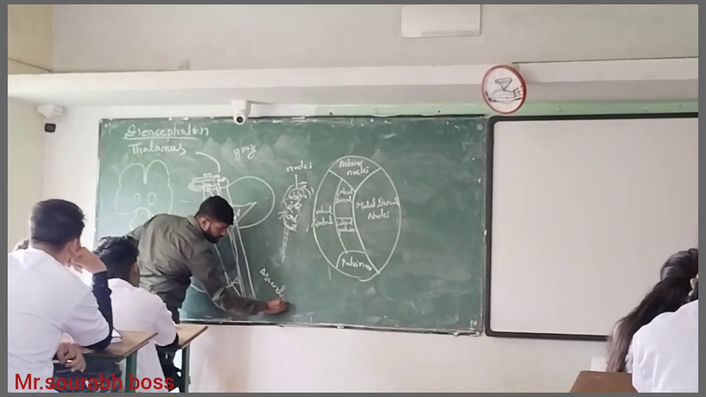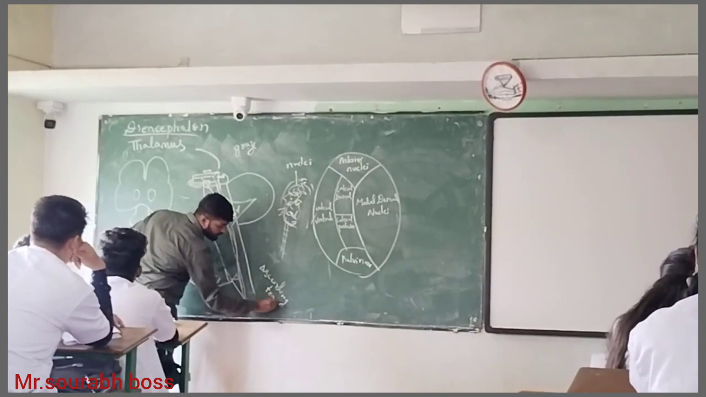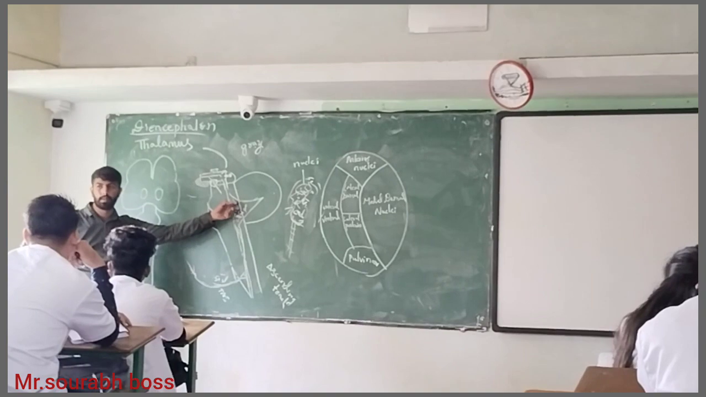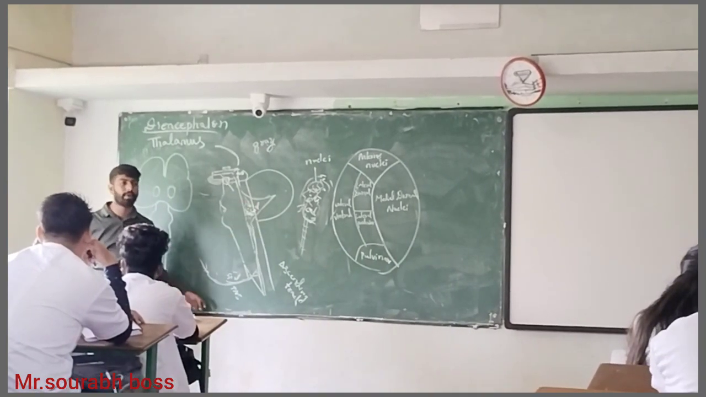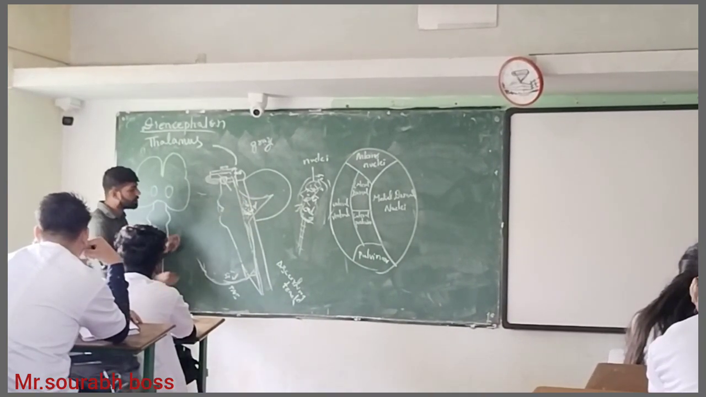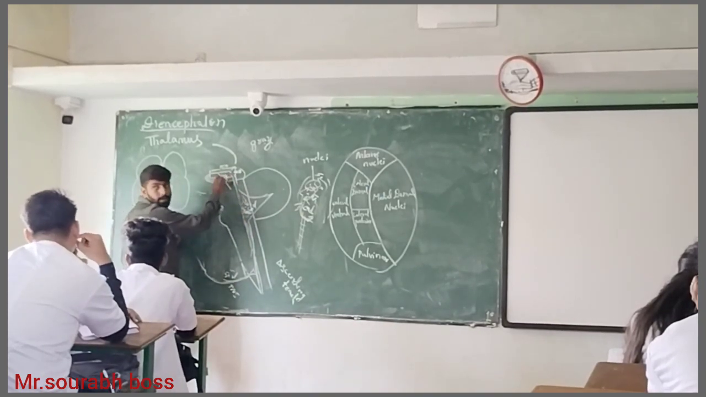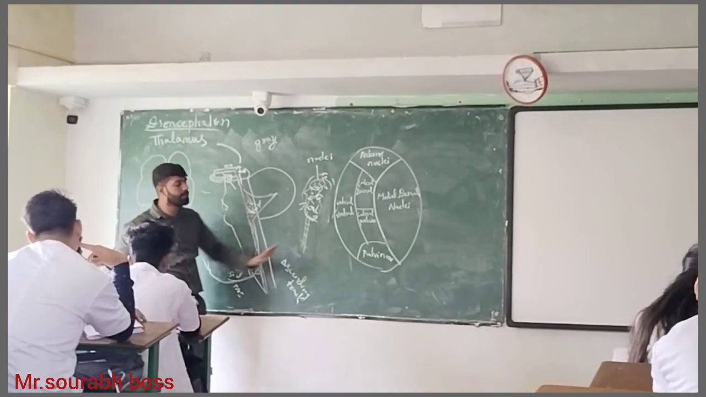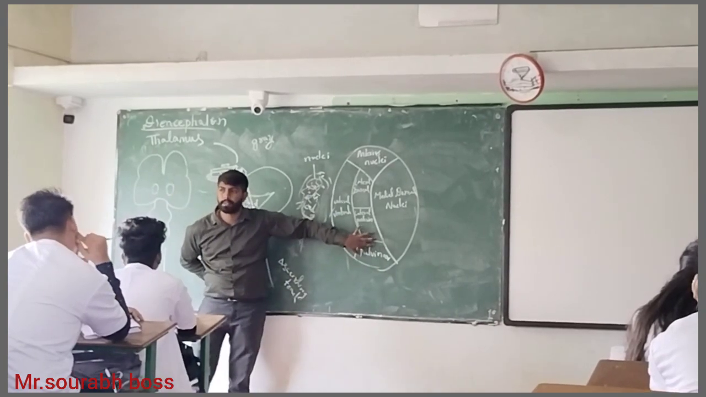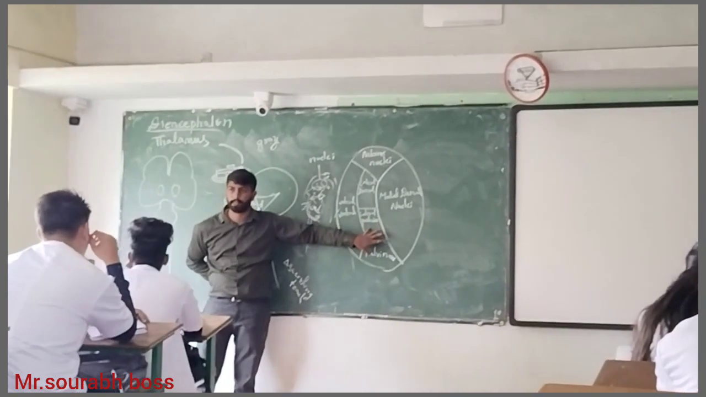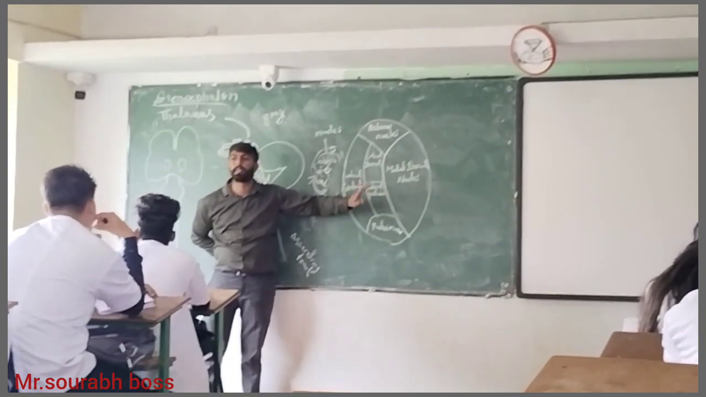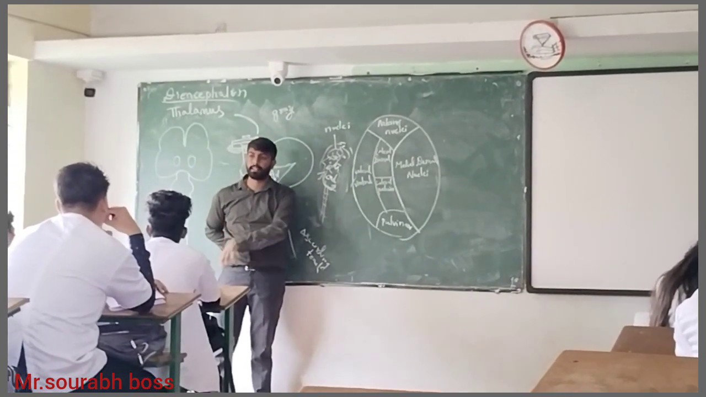Ascending tract or sensory neuron or afferent neuron. Correct? So it goes mainly to the thalamus. Okay. Then within the thalamus, what do they have? Nuclei, right? So this thalamus will decide where I need to send this signal.